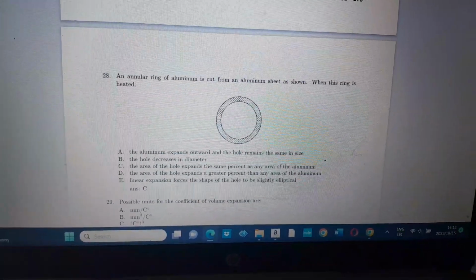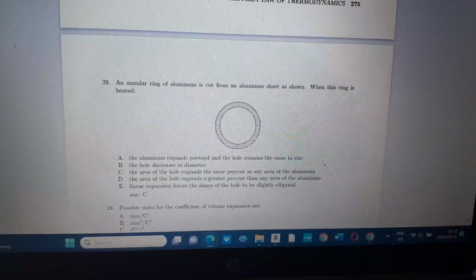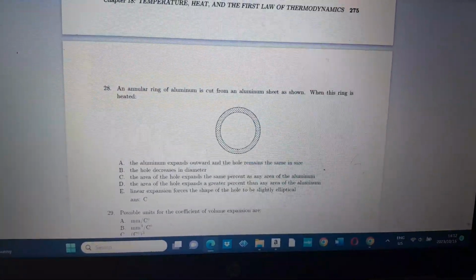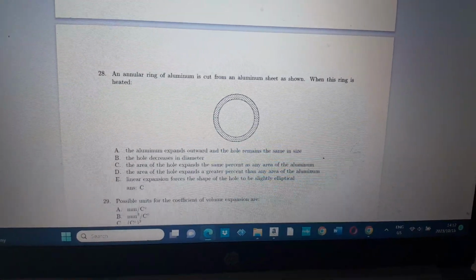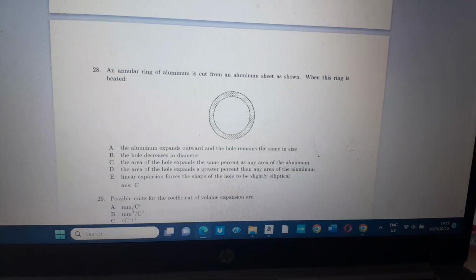An annular ring of aluminum is cut from an aluminum sheet as shown. When this ring is heated, the area of the hole expands the same percent as any area of the aluminum.